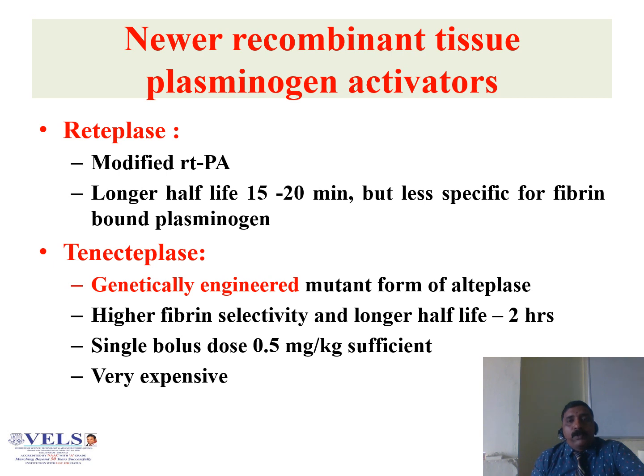Reteplase is a newer recombinant tissue plasminogen activator, a modified rTPA, with a longer half-life of 15 to 20 minutes, but it is less specific for fibrin-bound plasminogen. The reteplase dose is 10 milligram over 10 minutes, repeated after half an hour. Clinical efficacy and risk of bleeding are the same for all the patients. Tenecteplase is a genetically engineered mutant form of alteplase with higher fibrin selectivity and a longer half-life of 2 hours. A single bolus dose of 0.5 mg per kg is sufficient, but it is very expensive.